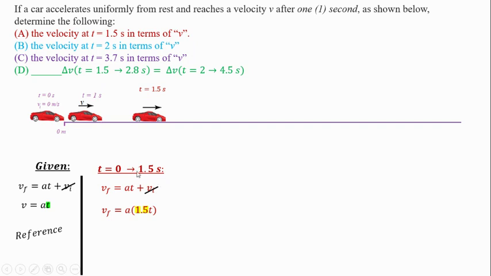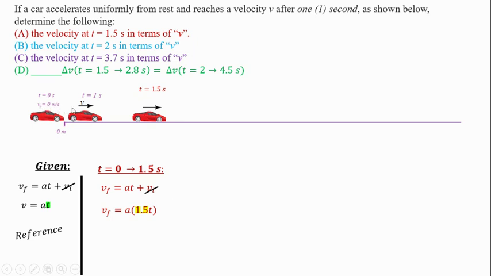These equations allow you to solve for final velocity, but you just have to know how to apply it carefully. So final velocity is equal to acceleration times time. But what is this time? This time is 1.5 t. It's 1.5 t because the diagram and the statement tell us information for just the first second.